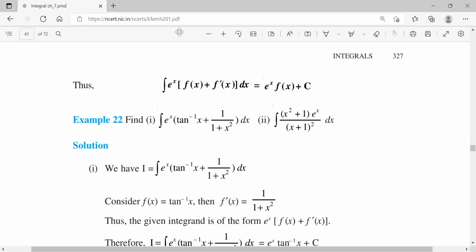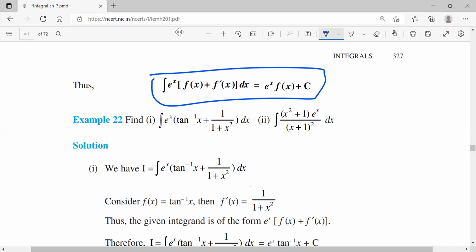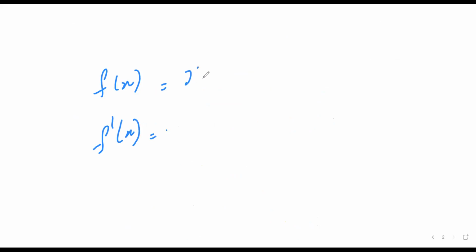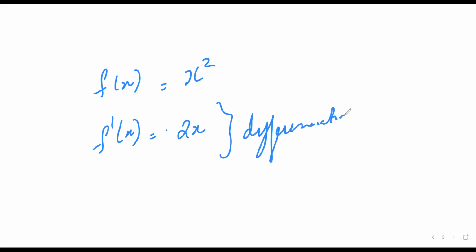I think you can all see this particular formula: integral of e power x into f of x plus f dash of x dx is e power x f of x. Here f of x is nothing but a function. F dash of x, we all know what it is. For example, if it is x square, what is f dash of x? 2x. So it is nothing but differentiation. This common question is seen in the entrance examination.